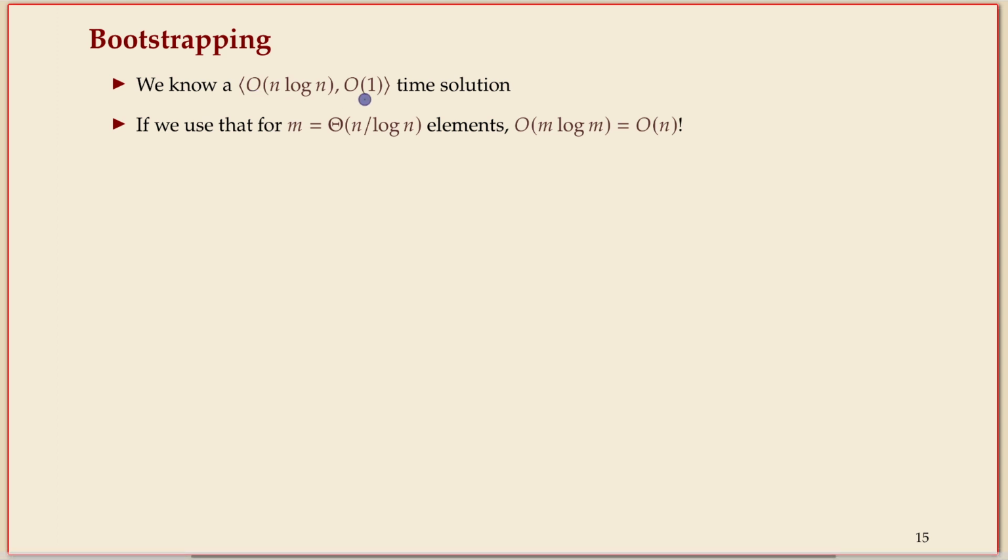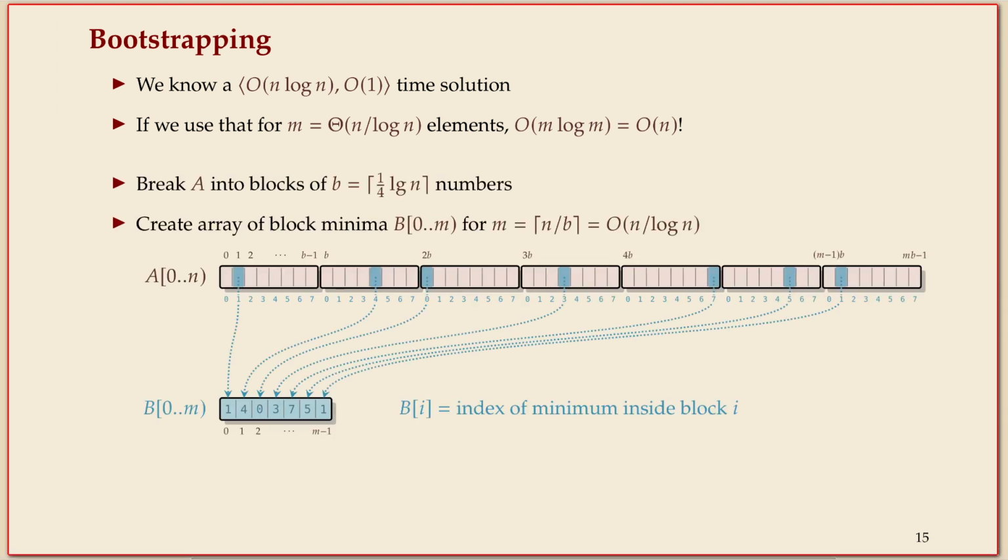We have a solution for the arrangement problem with n log n preprocessing time and space, but constant query time, which is close, but not quite what we want. But as I said earlier, if we just reduce the input a slight bit by a log n factor, then m log m turns into O of n, just by the cancellation of this log term. But how can we make use of that? One way to do that here is to break the array into regular-sized blocks of roughly log n elements each.